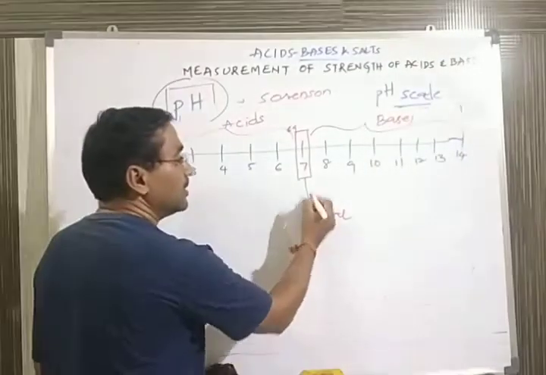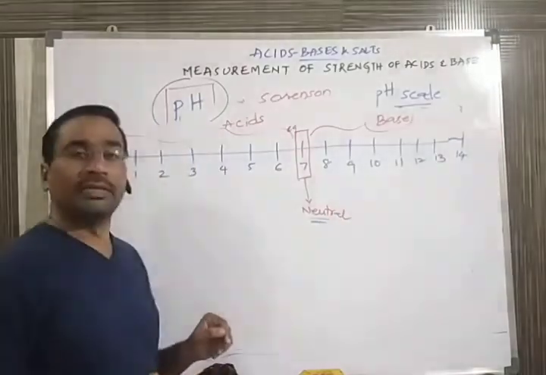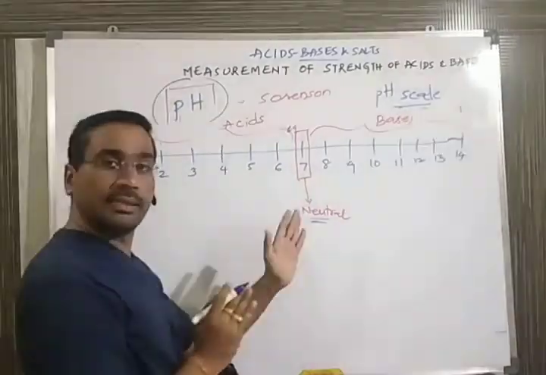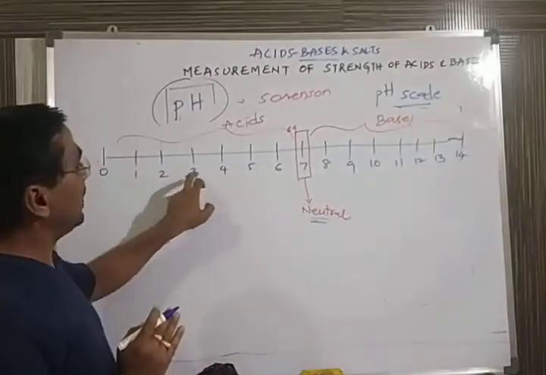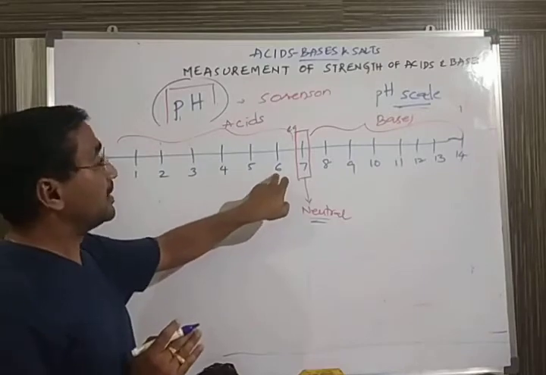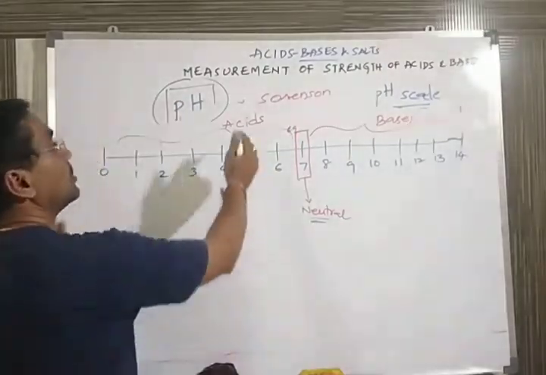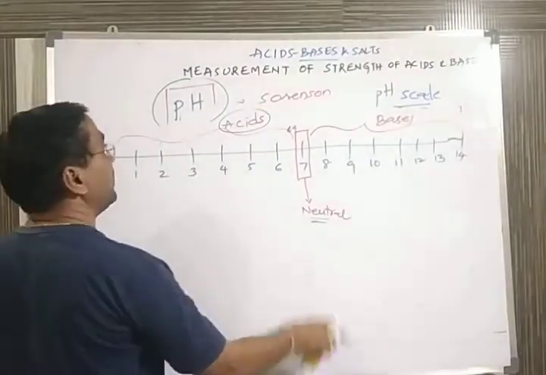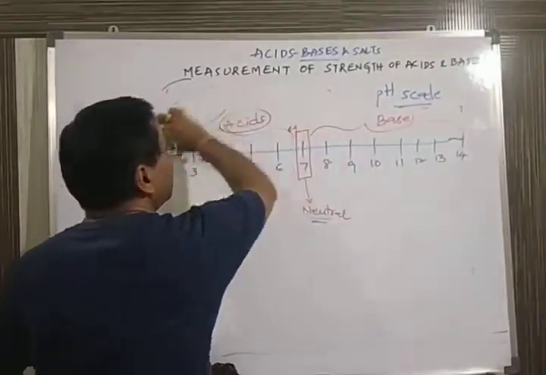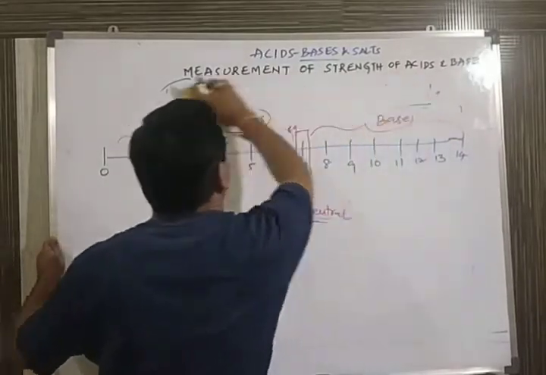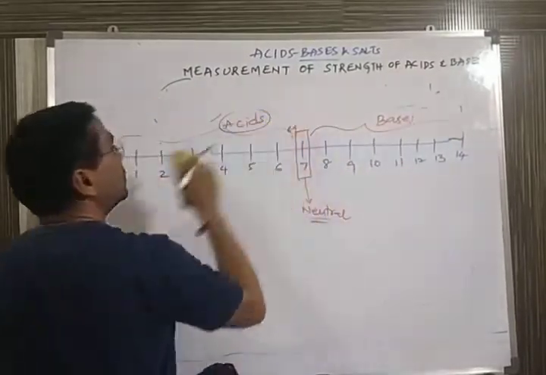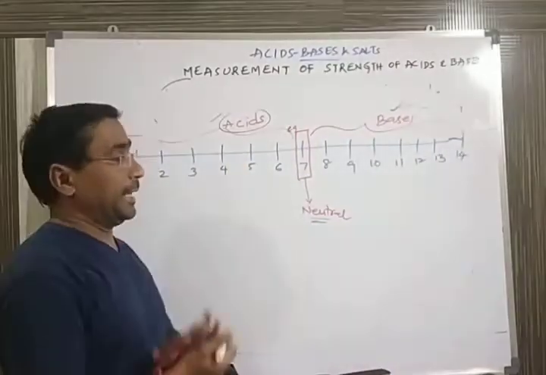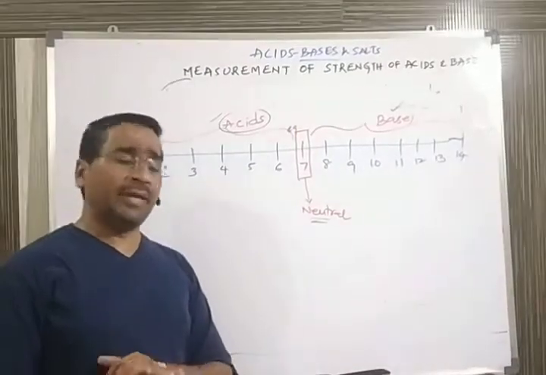Those having 7 are neutral. If it is less than 7, meaning 0, 1, 2, 3, 4, 5, 6 point something, those are all called acids. And if it has a value greater than 7, starting from 7.1 up to 14, this comes under bases.